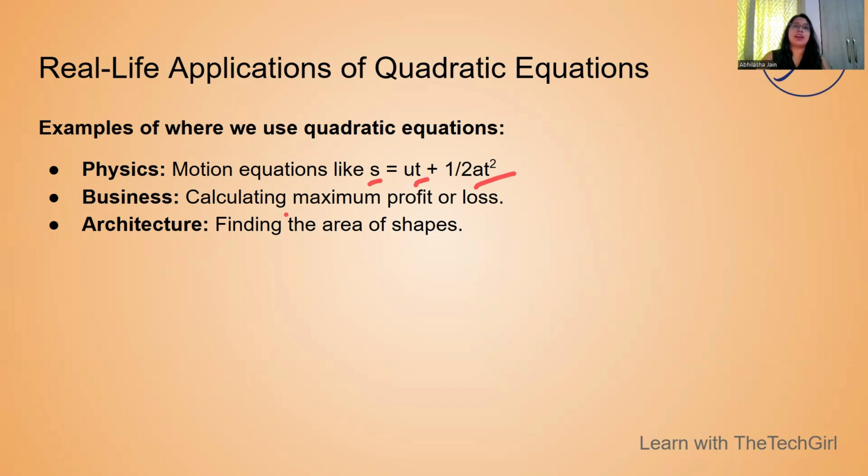Then for calculating profit and loss, simple interest, and compound interest, we are using quadratic equations. Then in architecture, to find the area of shapes, the area of different locations, to be able to figure out how to make these fancy buildings. You have seen fancy buildings, but the architect has to calculate everything to precision so that there is no scope of error. Otherwise, the building might fall, right? So these are the places where quadratic equations are used in real life.